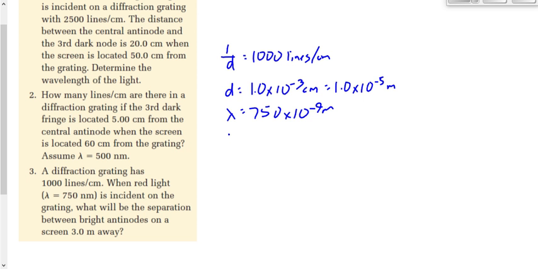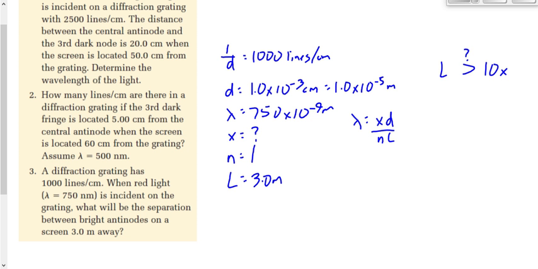We want to find the value of x. We're going to make n 1. The separation between bright antinodes, so it's the third antinode and the fourth, or it's the 15th and the 16th. Doesn't matter. n is going to be equal to 1. L is going to be 3.0 meters. So we want to use lambda is equal to xd over nL. We've got to do our little check, but we've got a problem with that. We don't know what the value of x is.